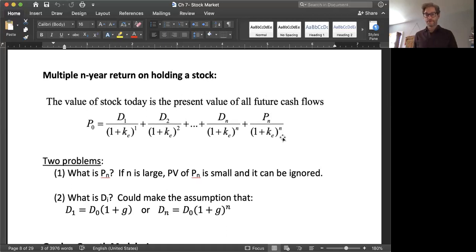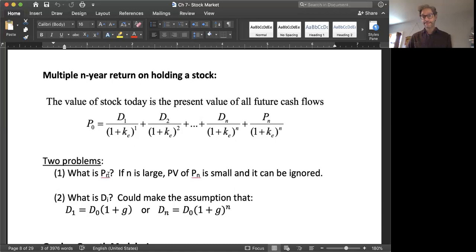But once again, there's 2 big problems with doing this in practice. Even if I know my required return, right? So even if I know K, I know what return I need from this stock based on its risk, there's still 2 things I don't know. First off, I don't know what the future price is going to be.